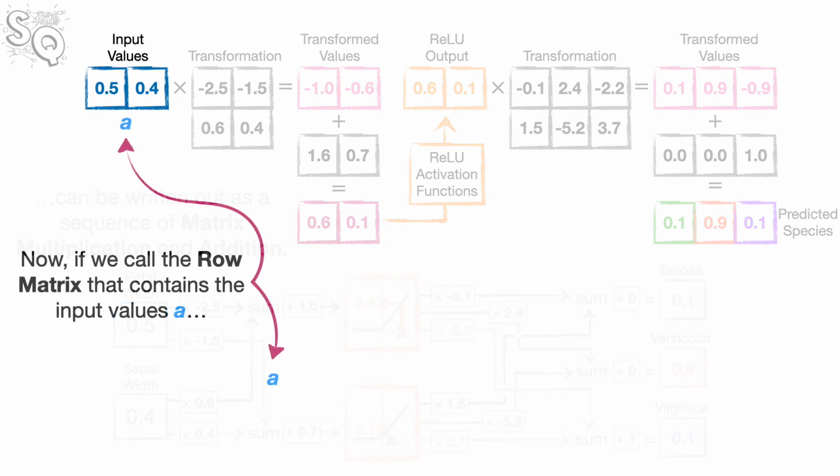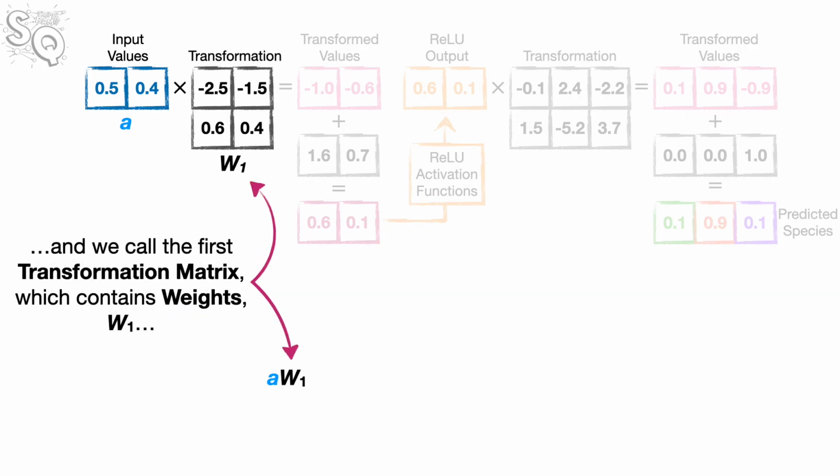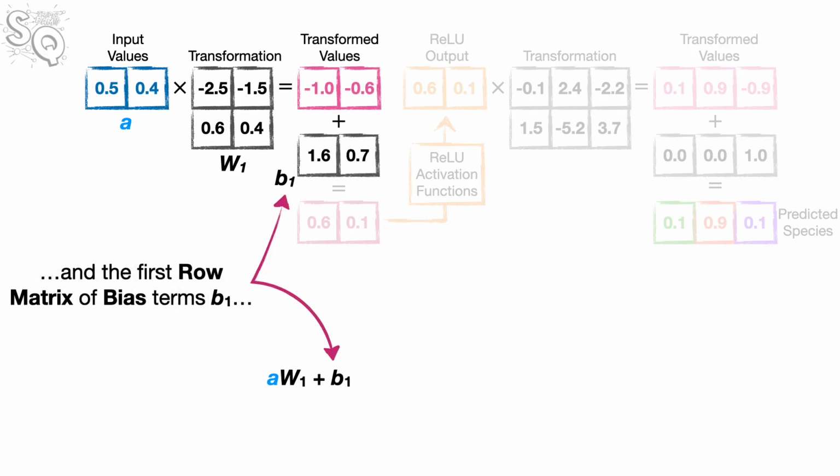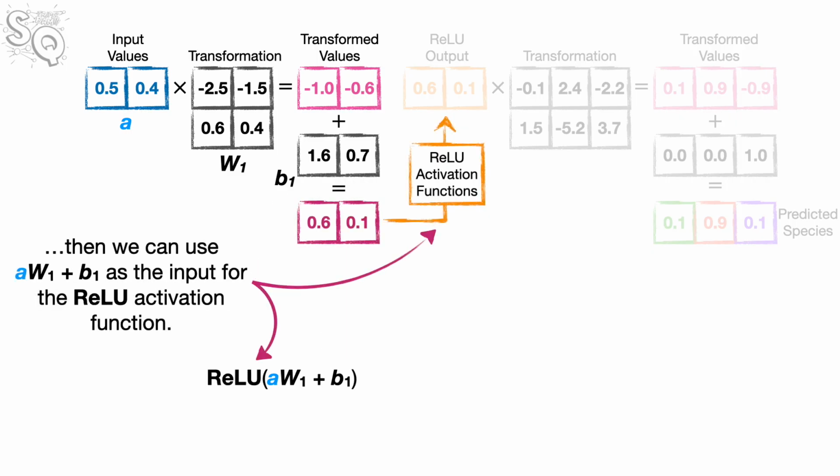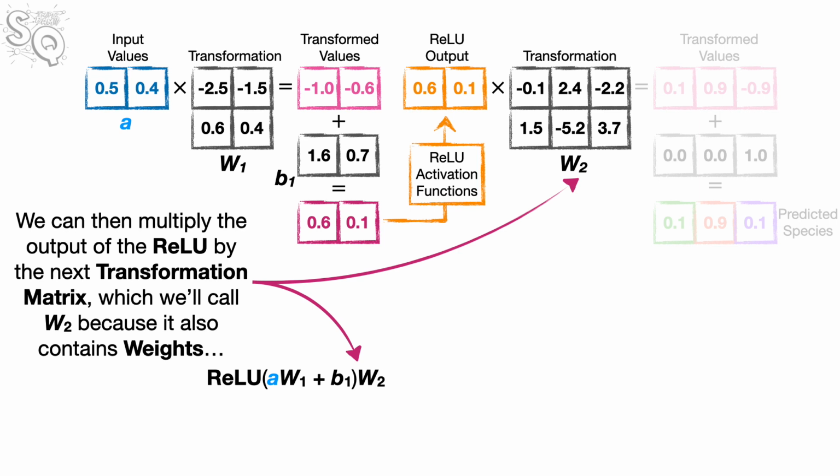Now, if we call the row matrix that contains the input values A, and we call the first transformation matrix, which contains weights, W sub 1, and the first row matrix of bias terms, B sub 1, then we can use A times W sub 1 plus B sub 1 as the input for the ReLU activation function. We can then multiply the output of the ReLU by the next transformation matrix, which we'll call W sub 2 because it also contains weights.